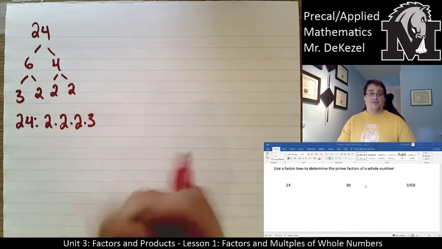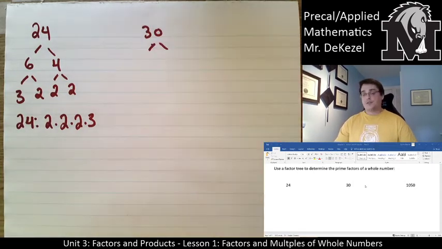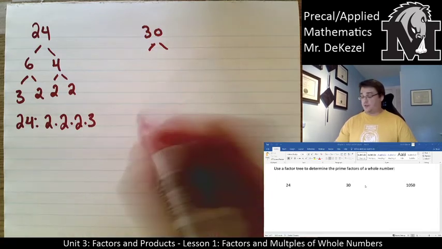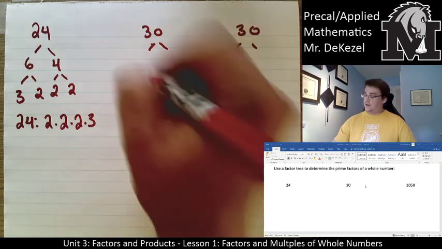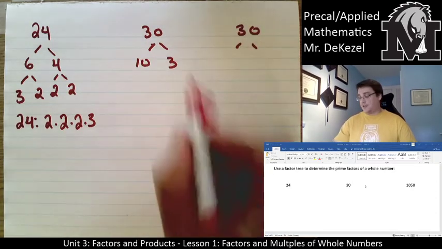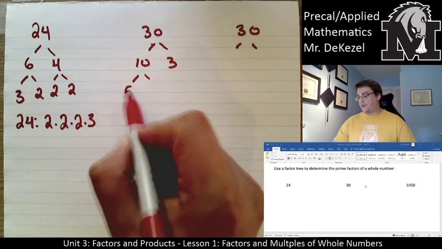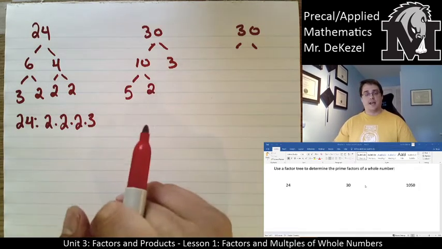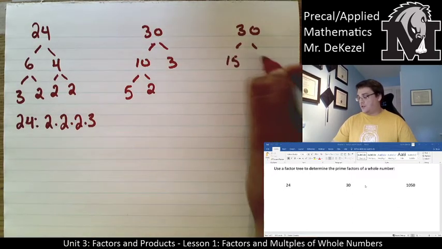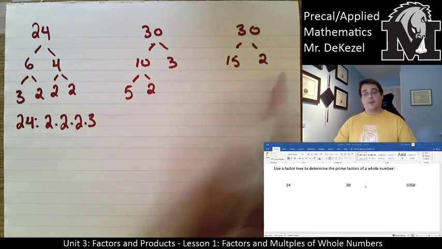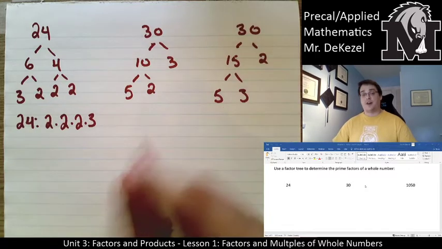So that would be writing it as prime factors. We can do that for 30 as well. So there's multiple ways that you can do this. I'll do it twice here at the same time. I could break down 30 into 10 and 3. 3 is a prime number, so I just have to break down 10 now. 10 can break down into 5 and 2. That is the end. Or I could take 30 and break it down into 15 and 2. And then 2 is a prime number, you can't break that down any further. And then 15 can be broken into 5 and 3.